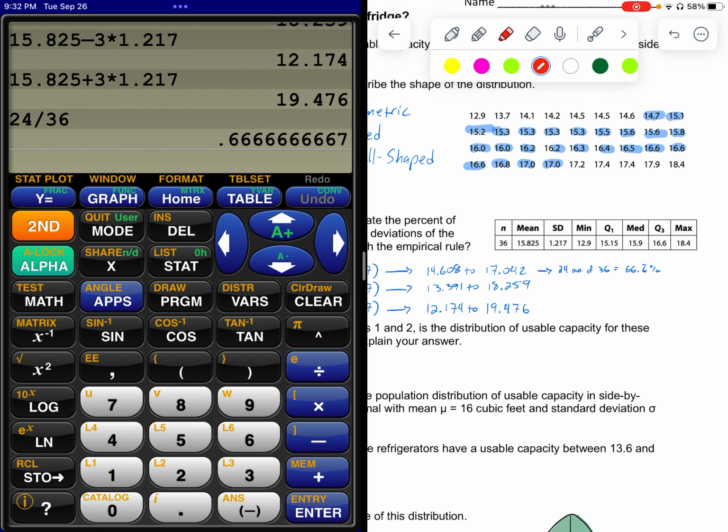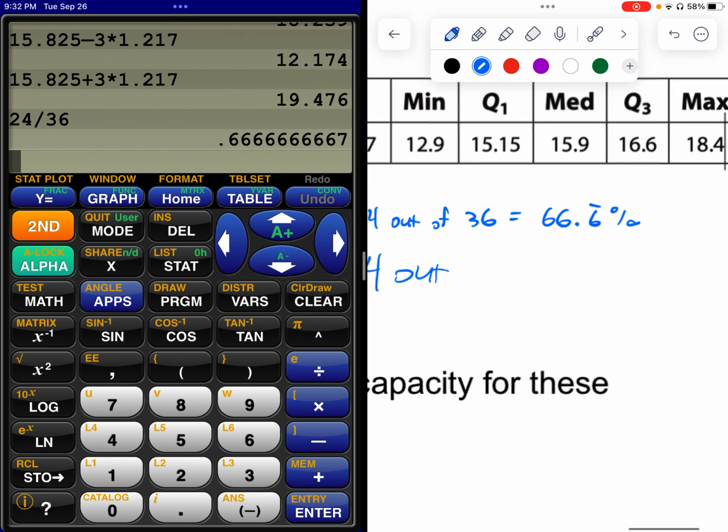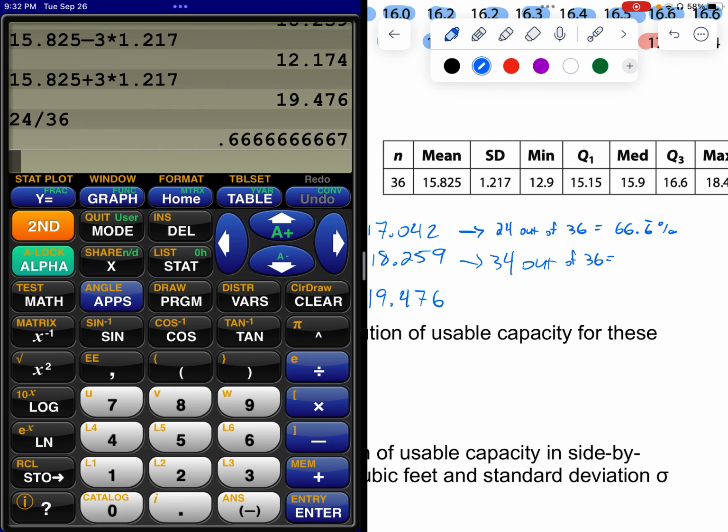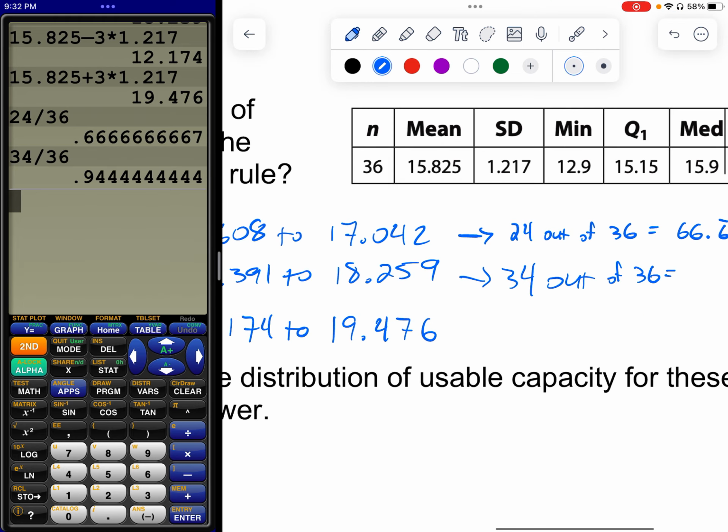Okay. And then how about the next chunk is going to add on some more. We're going to go from 13.391, which goes all the way down to adding these red ones in addition to the blue ones. And it goes up to 18.259. So it gets those. So I'm adding on 1, 2, 3, 4, 5, 6, 7, 8, 9, 10 onto the 24. So that would be 34 out of 36, which is 94%.